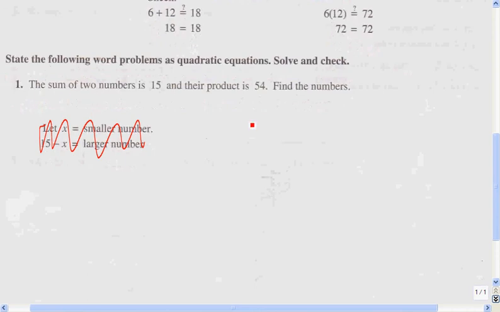The sum of two numbers is 15. So x plus y equals 15. And their product is 54. So x, y, product means multiply. So x times y equals 54. When you put two letters together, that means times. You don't have to put any symbols.